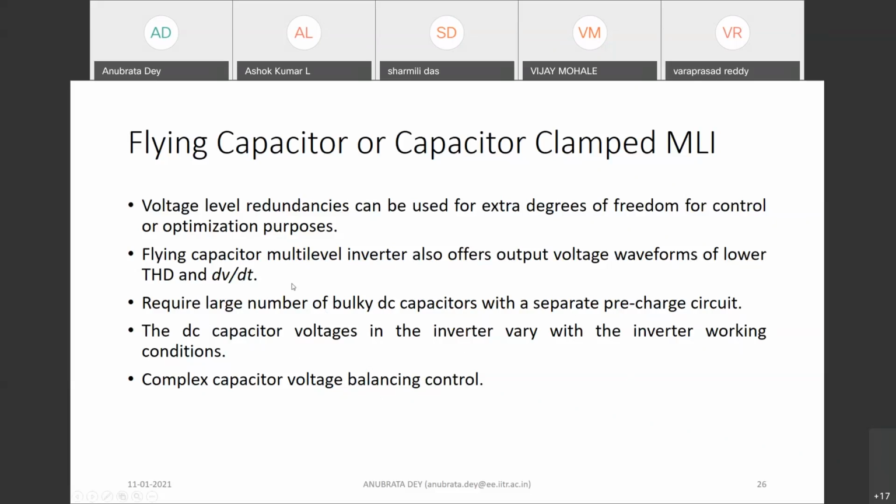And obviously you have to deal with the bulky capacitors, and not only the bulky capacitors, you have to deal with the flying capacitors that have to be pre-charged. That is also another disadvantage. So you cannot simply start the circuit without charging the flying capacitors. That may not work, but you have to first pre-charge and then run the circuit. That is also another disadvantage.